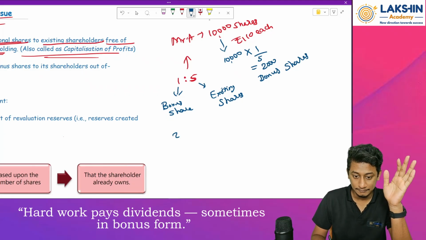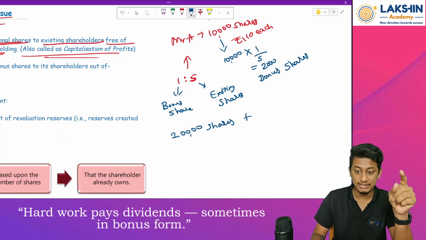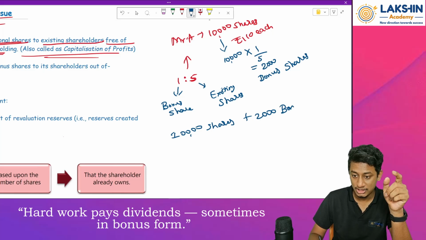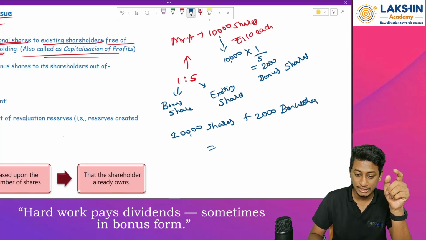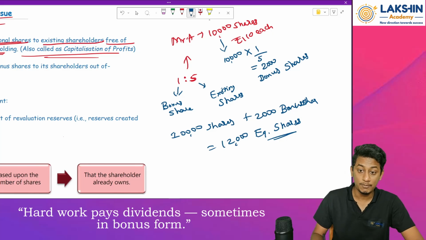So what will his total holding be after the bonus issue? He would have had 10,000 shares which were existing shares, plus he will get 2000 bonus shares. So totally he will have 12,000 equity shares with him. Clear? This is how we compute the number of bonus shares.